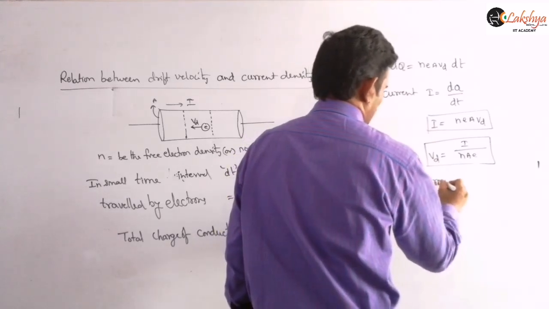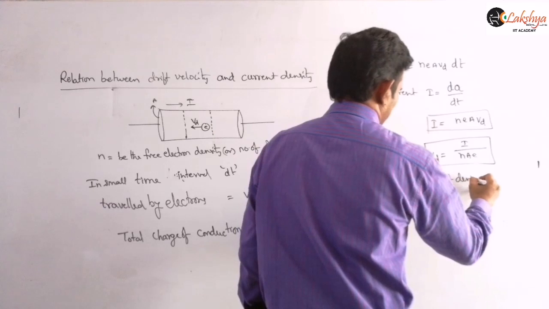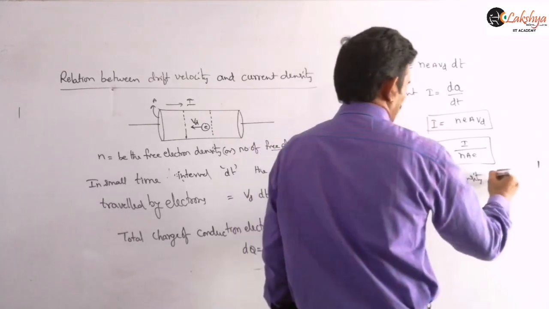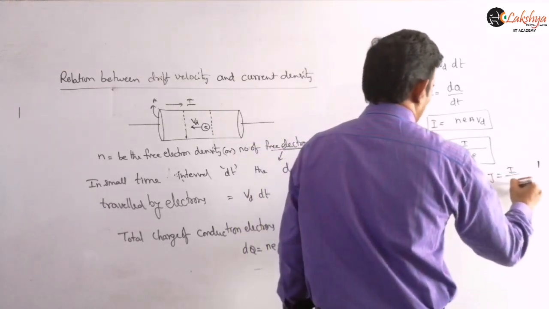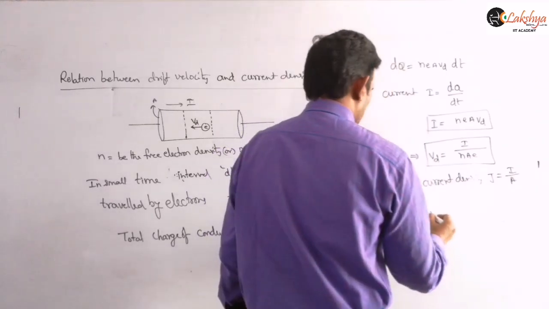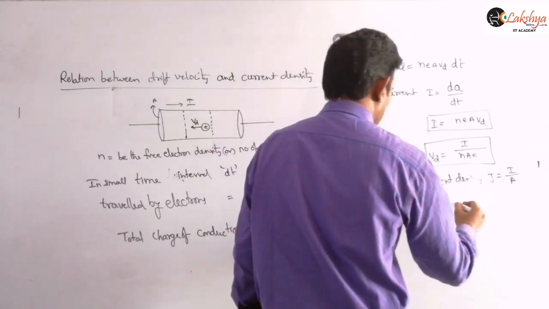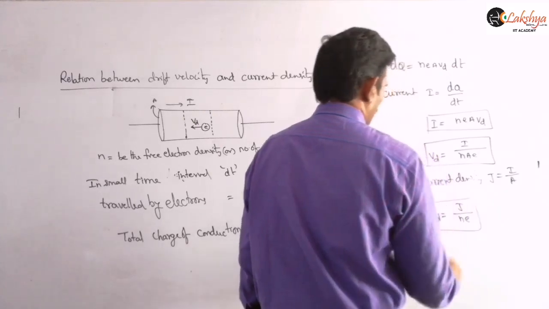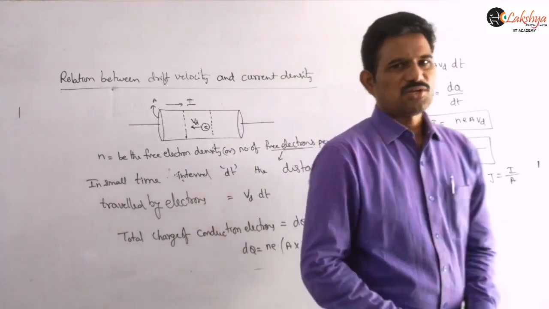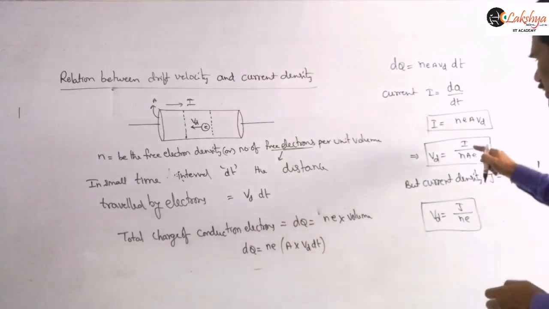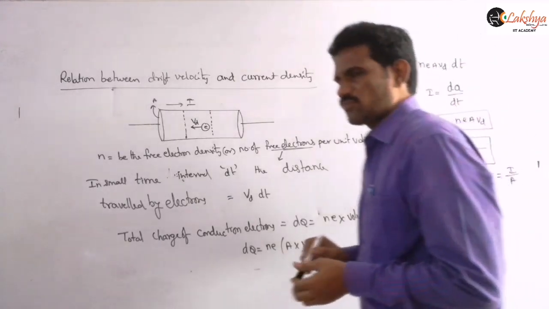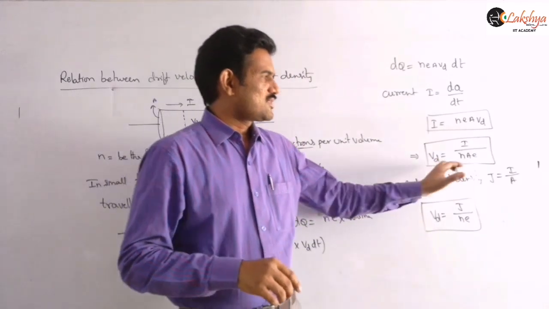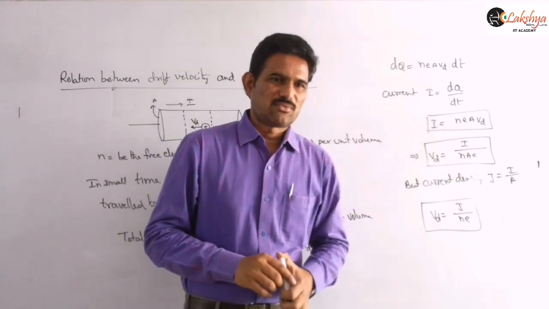Current density J is equal to I by A. Therefore, this Vd is equal to, I can write this as J by Ne. So that means you need to remember this relation here, the relation between current and drift velocity. That means Vd is equal to I by NAe, right?